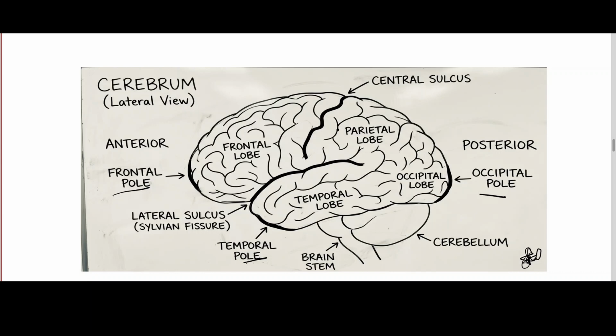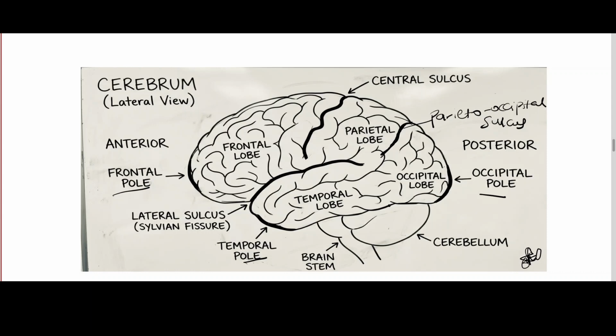All right. So we also have another sulcus here called the parietal occipital sulcus. Okay, and it basically separates the parietal lobe from the occipital lobe.